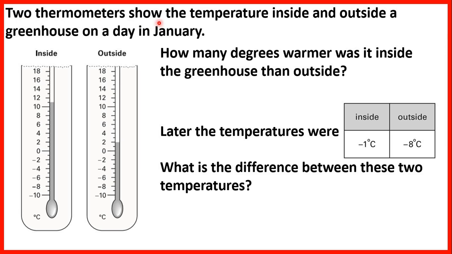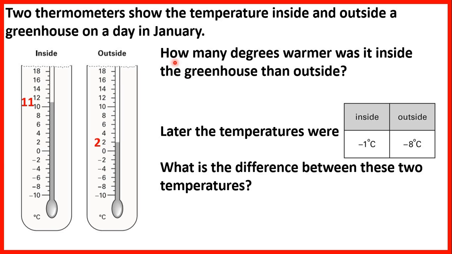2 thermometers show the temperature inside and outside a greenhouse on a day in January. How many degrees warmer was it inside the greenhouse than outside? So if we look at the thermometer for inside, we can see that's between 10 and 12, so that's 11 degrees. And outside, we can see that we have 2 degrees.